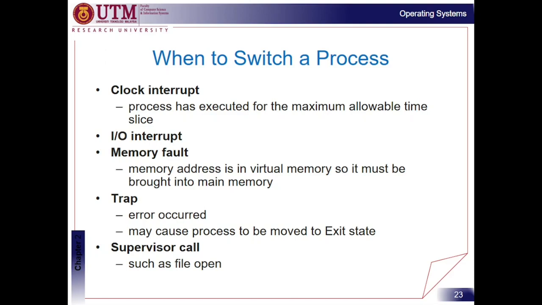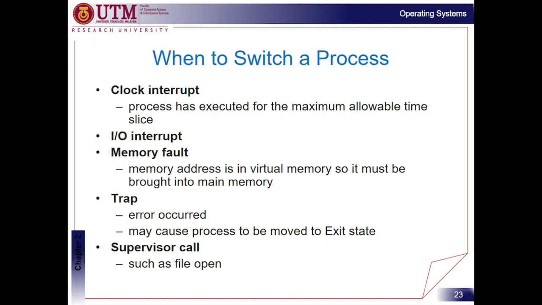A third situation is when a memory fault occurs. This means that the process has tried to access a memory address that is not in the main memory, but in the virtual memory. Virtual memory is a technique that allows the operating system to use disk space as an extension of the main memory. The operating system can then bring the required page of the virtual memory into the main memory and switch to another process while waiting for the disk operation.